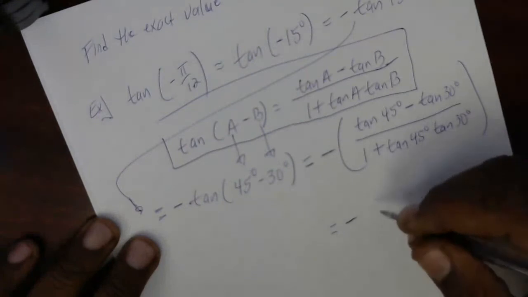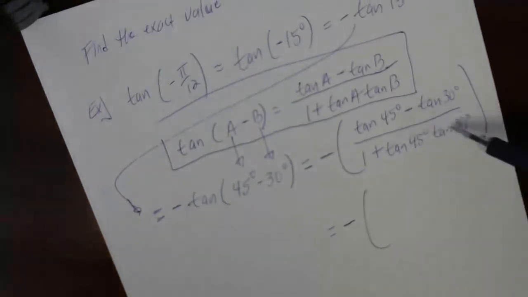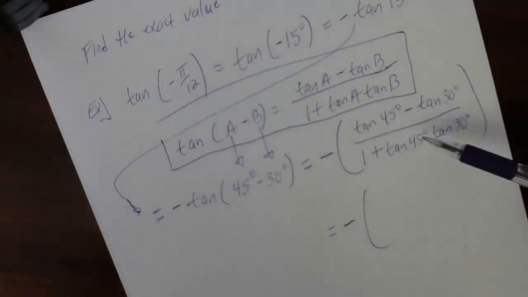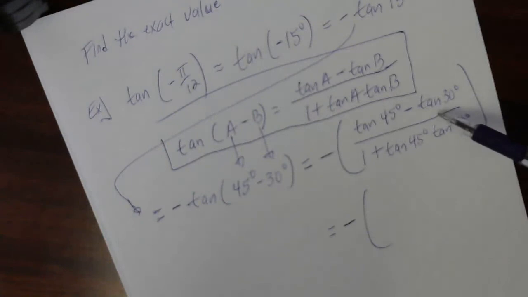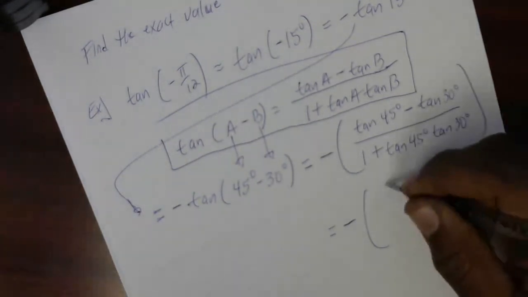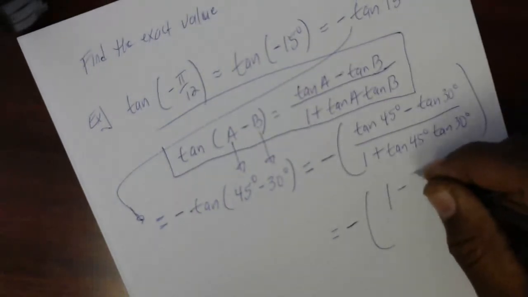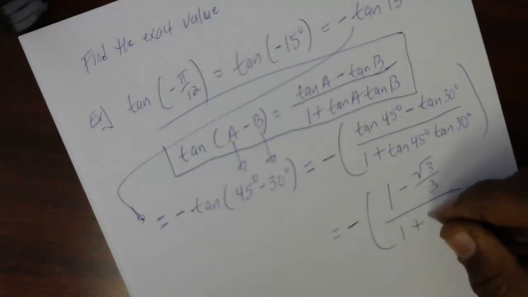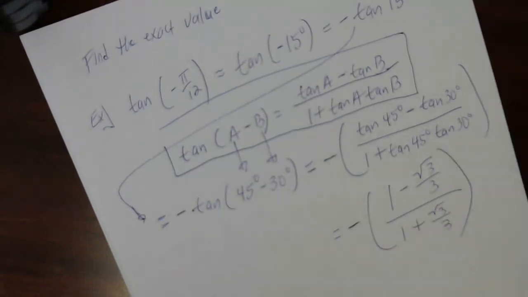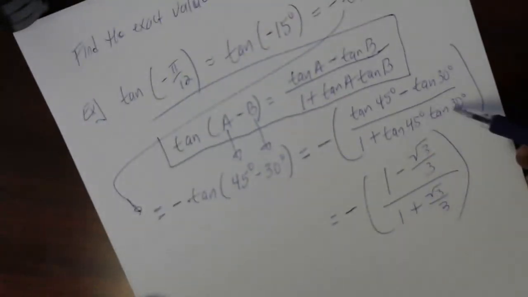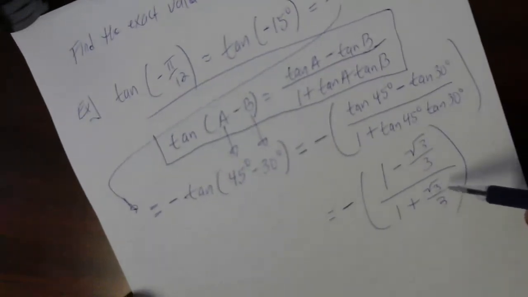So keep in mind we still have our negative. And we can pull the tangent values from the unit circle function values. So the tangent of 45 degrees is 1. The tangent of 30 degrees is square root of 3 over 3. So in the numerator, I have 1 minus square root of 3 over 3. And in the denominator, I have 1 plus square root of 3 over 3. All right, because tangent of 45 is 1, the tangent of 30 is square root of 3 over 3. So when I multiply the two together, I get square root of 3 over 3.